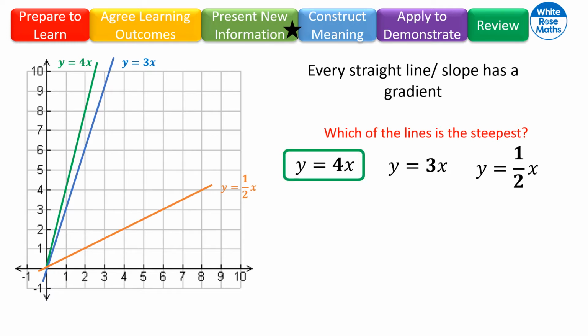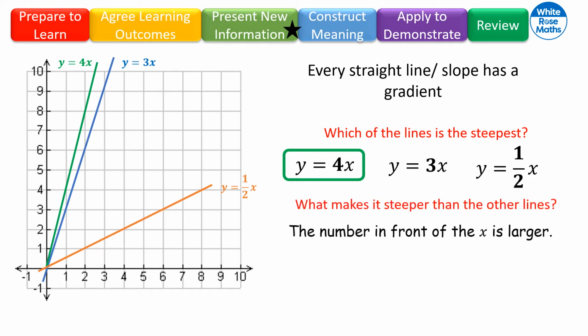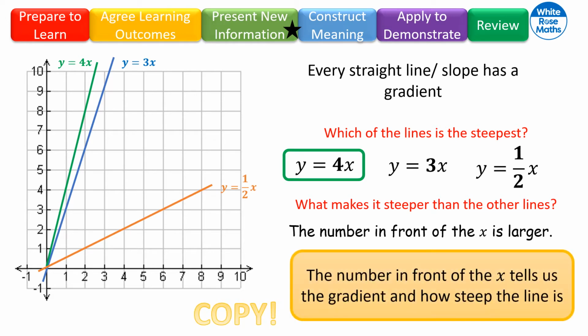Now, why is this one steeper than the others? Let's have a look at the numbers. We've got 4x, 3x, and a half x. What makes it steeper is that the number in front of the x is larger. 4 is larger than 3, which is larger than a half, which means the bigger the number, the steeper the line is. So the number in front of the x tells us the gradient and how steep the line is. You want to pause the video and copy that down into your books.